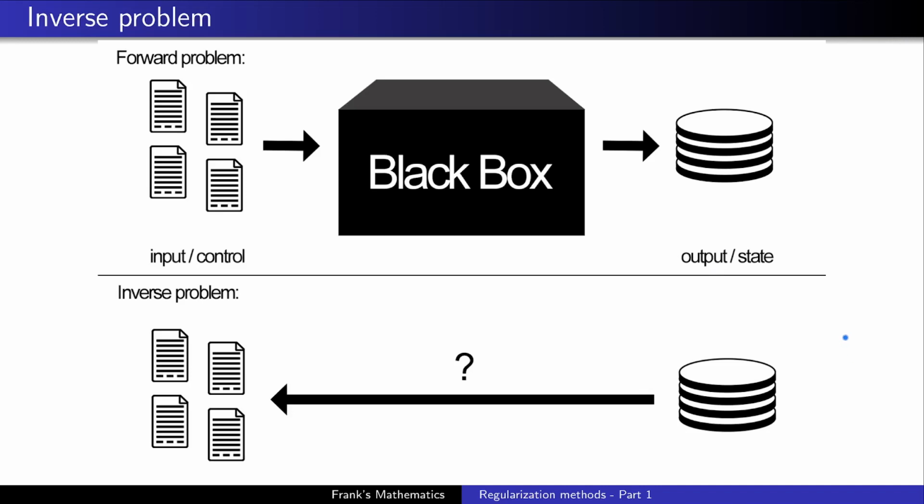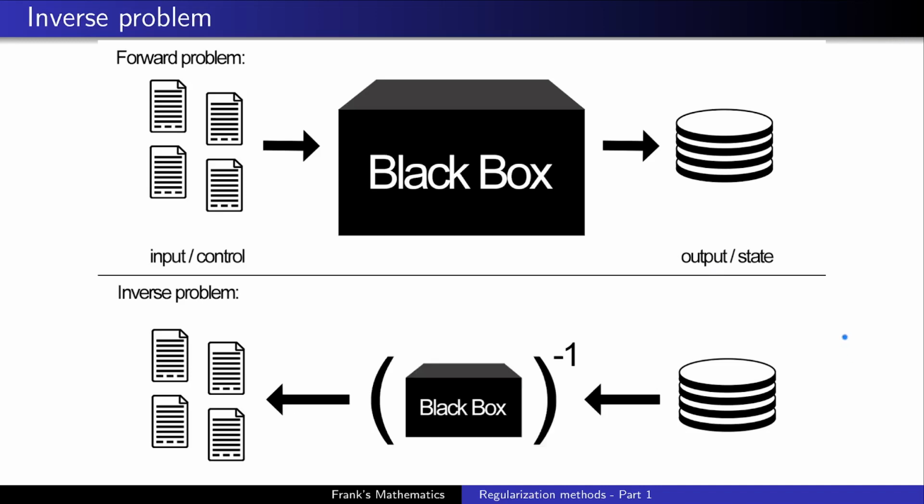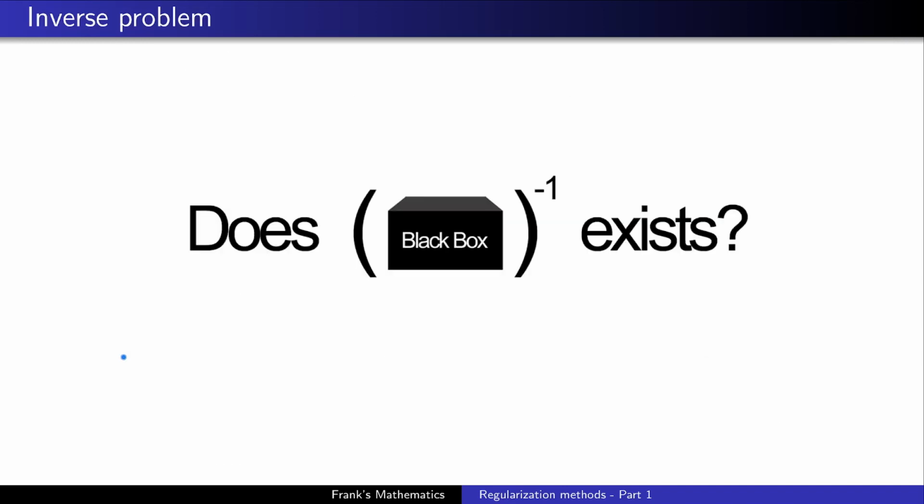You can say, okay, well, just put the output in the inverse of the black box, and you get the desired input. Well, this is correct if the inverse of the black box exists. And does it exist? Well, if the question is asked in that specific way, the answer is of course no. The inverse does not always exist, and this is exactly why I made this video, or why this huge area of inverse problems actually exists.